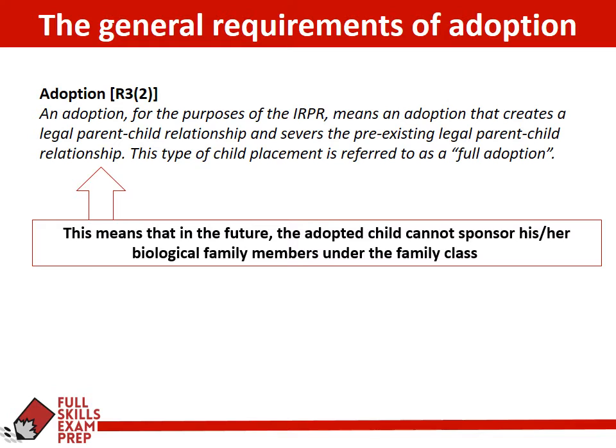So a child who's adopted and gains permanent residency or citizenship in Canada through this adoption cannot sponsor any of his or her blood relatives later on as family members. Because essentially with the adoption, as we could see in the second half of the first sentence, it severs that pre-existing legal parent-child relationship.